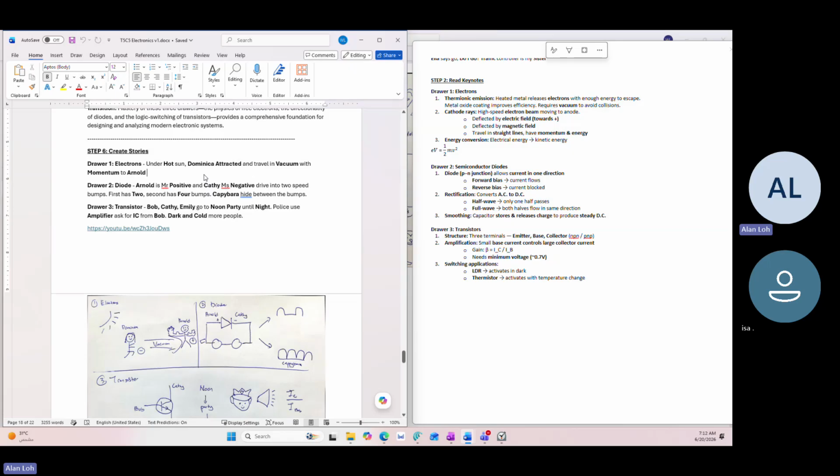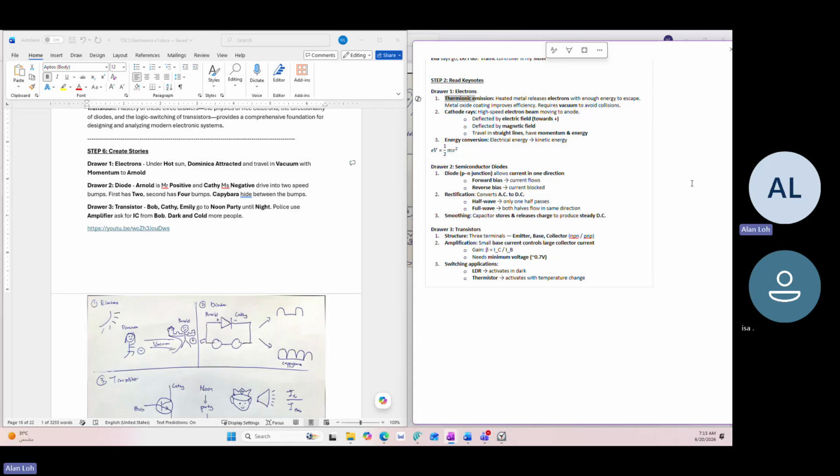In my thinking, how do I create the story and why? Under the hot sun: for thermionic emission, you need to have a heated metal, right? That heated metal is related to the hot sun, and Dominica is to help you remember these terms. For now maybe you can still remember, but if you do not practice or revise it long enough, you will definitely forget these terms because this term is not common. So I use Dominica to help you remember thermionic.